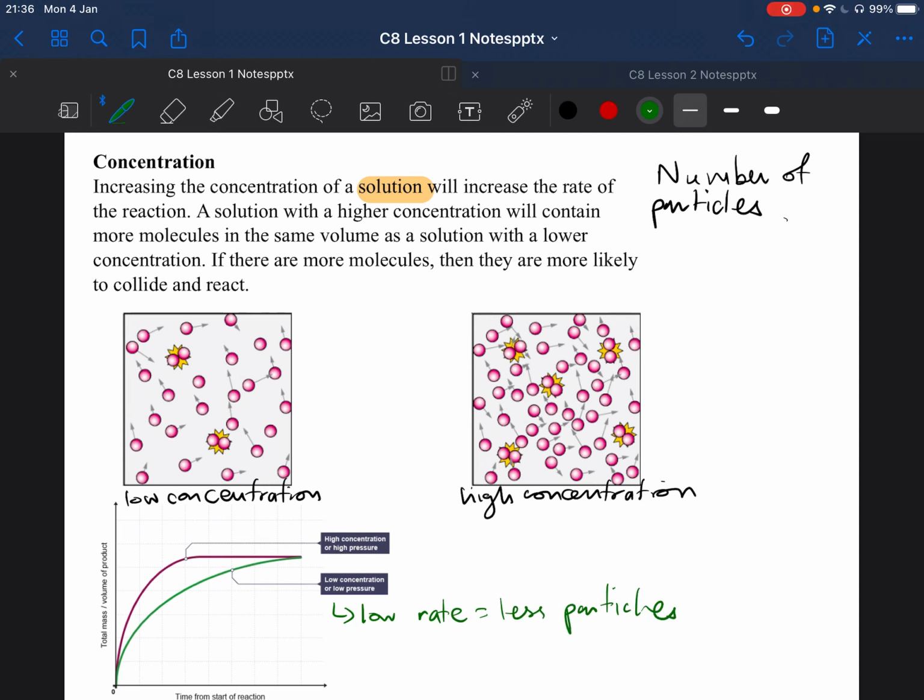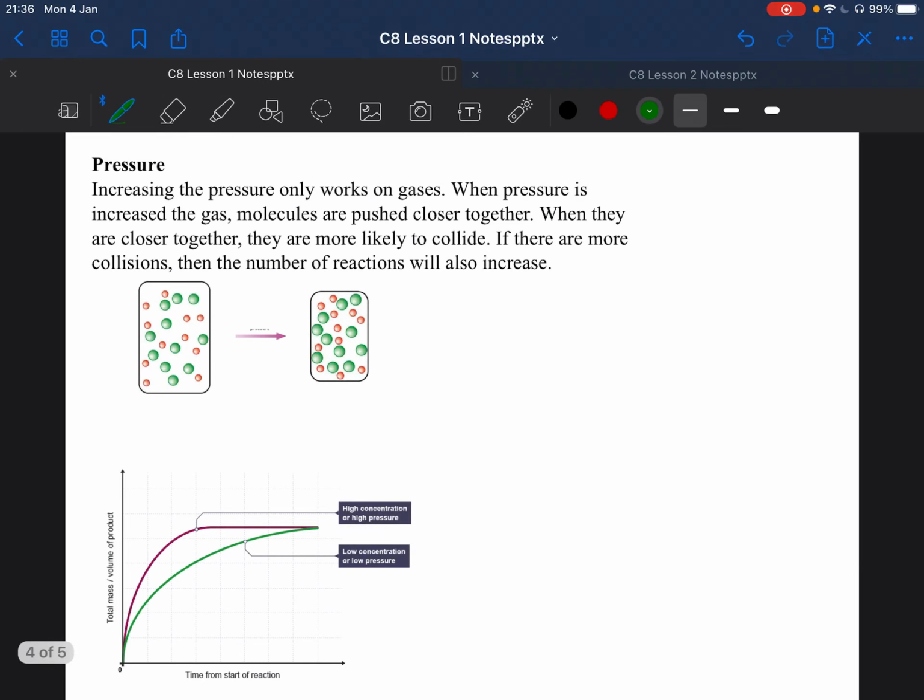Whereas if we have our high concentration, we have a high rate because there are more particles. If there are more particles, they are more likely to collide. If they are more likely to collide, they are more likely to react. Okay, moving on to the third of our factors, which is pressure.